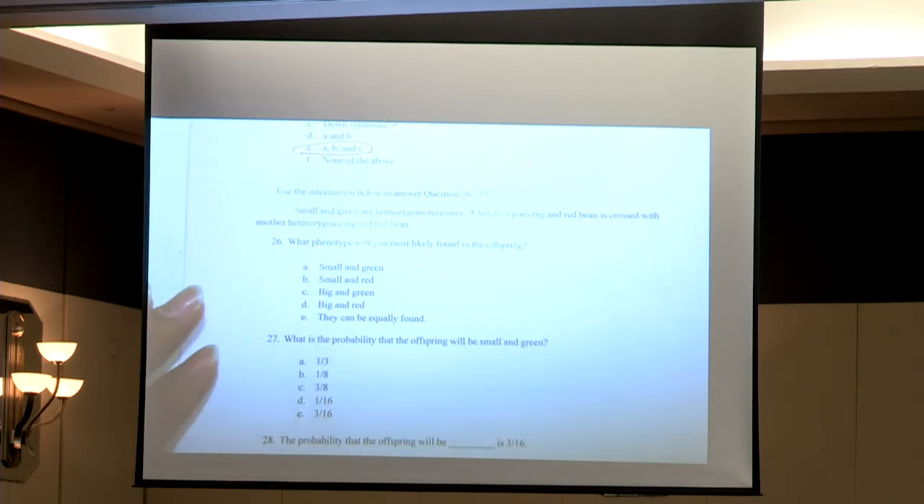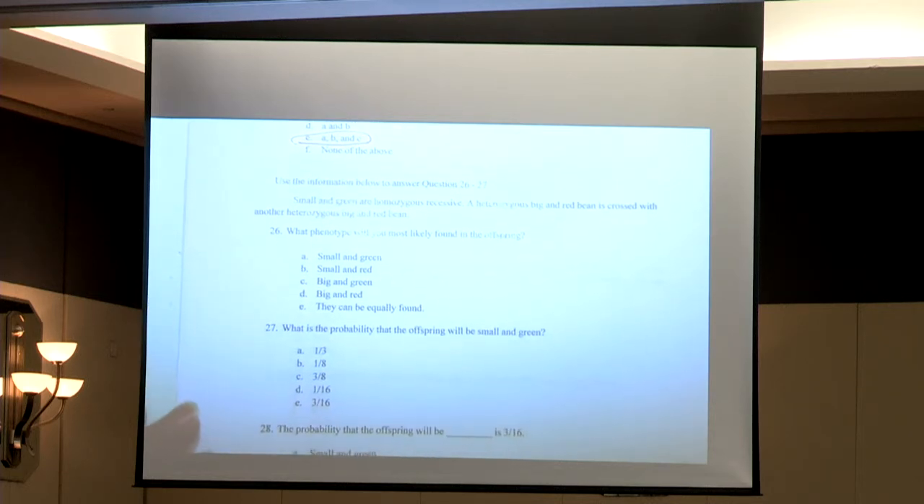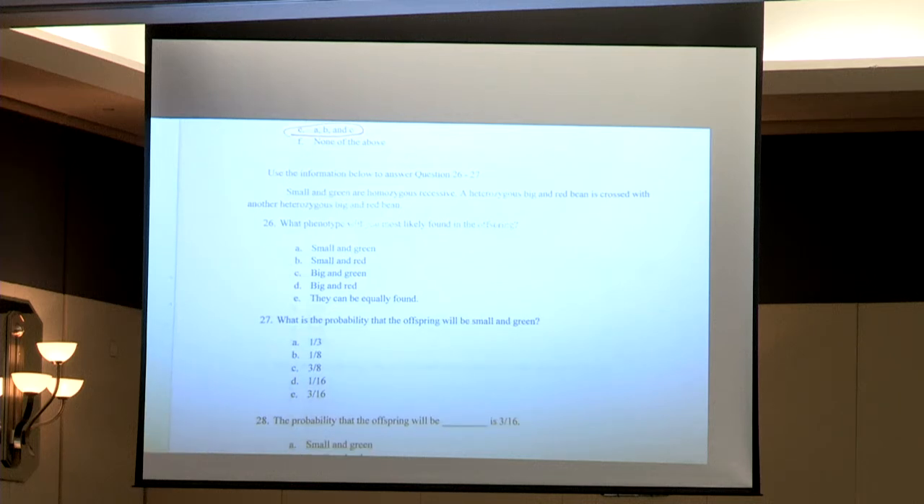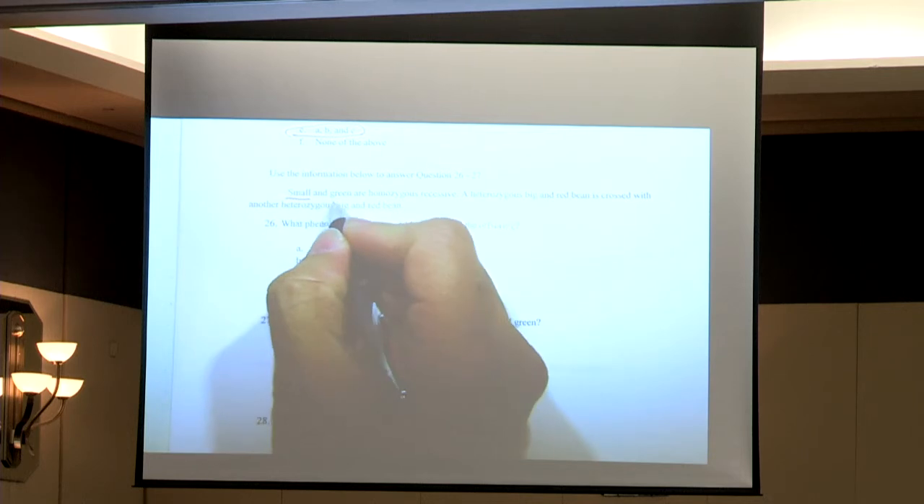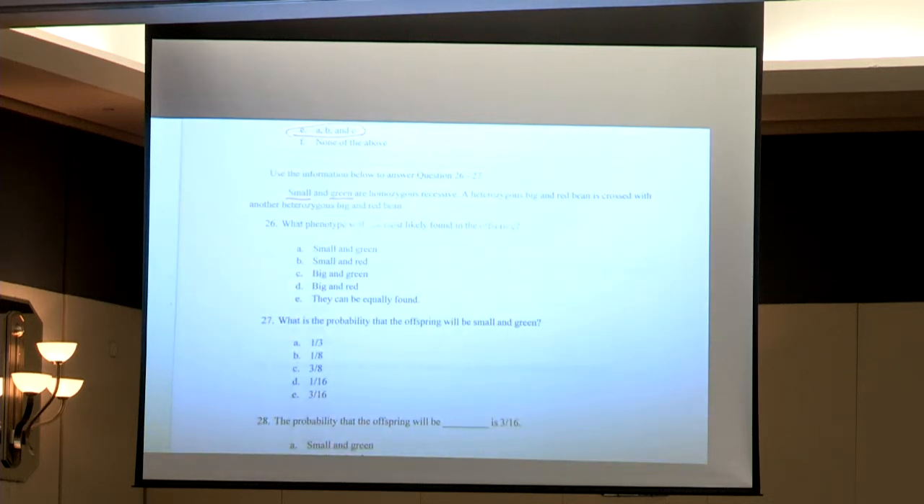Okay. So the next one: small and green are homozygous recessive, and a heterozygous big and red is crossed with another heterozygous big and red bean. What phenotype will you most likely find in the offspring? So we have two traits here, two genes, crossing with two genes. So this is a dihybrid problem, right?